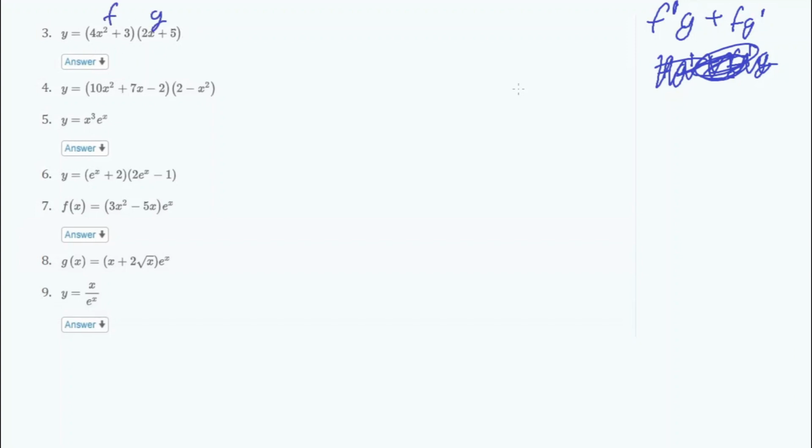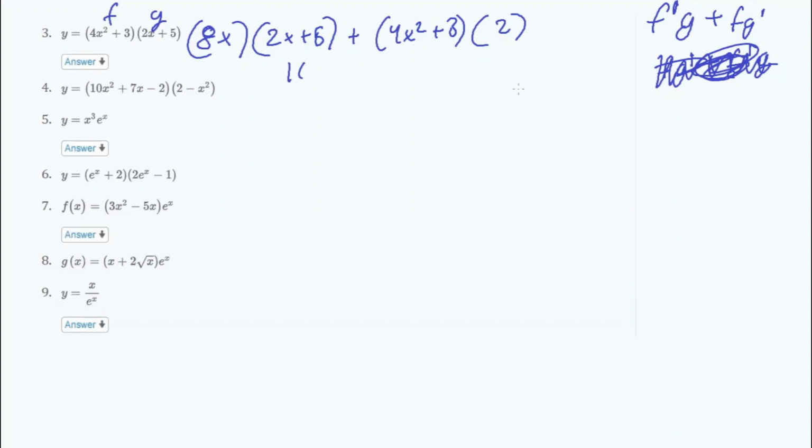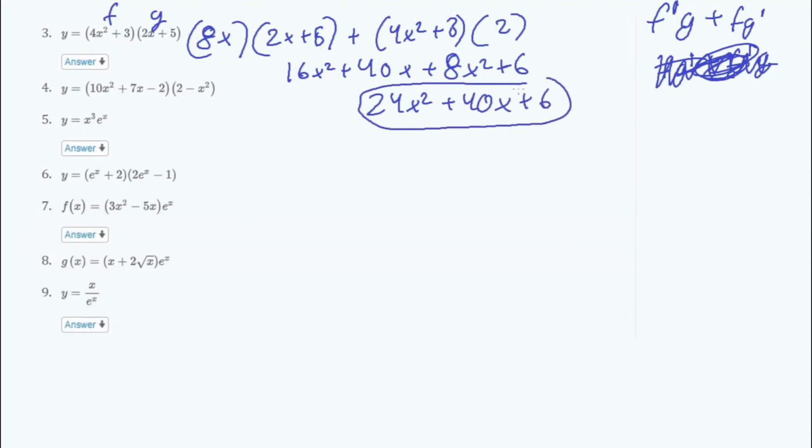So this is going to be f, this is going to be g. So f prime is going to be 8x multiplied by g, which is going to be 2x plus 5. And that's going to be added to f, which is going to be 4x squared plus 3, and g prime, which is going to be 2. And we multiply it out, we're going to have 16x squared plus 40x, and that's going to be plus 8x squared plus 6. And we combine like terms, we're going to have 24x squared plus 40x plus 6. And that would be your derivative for that.